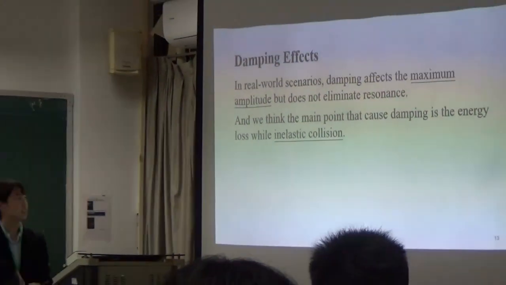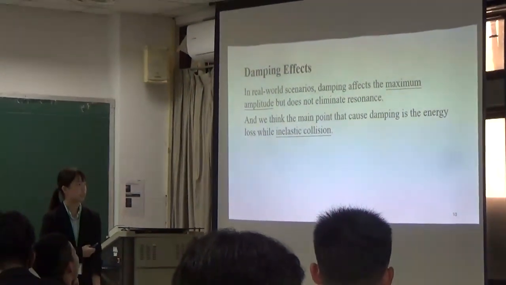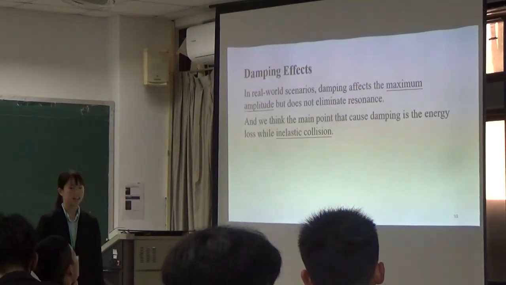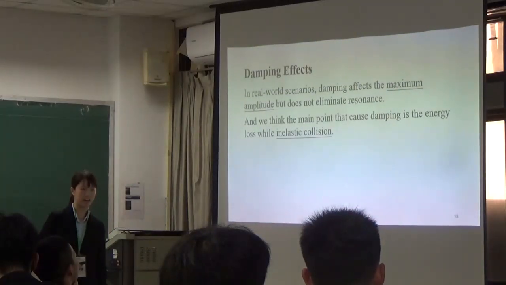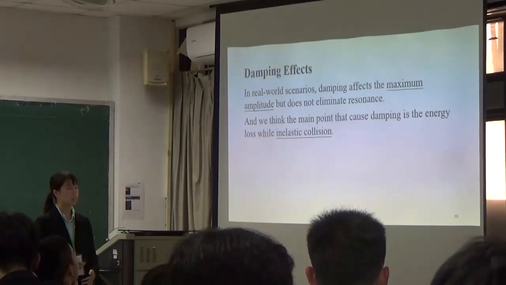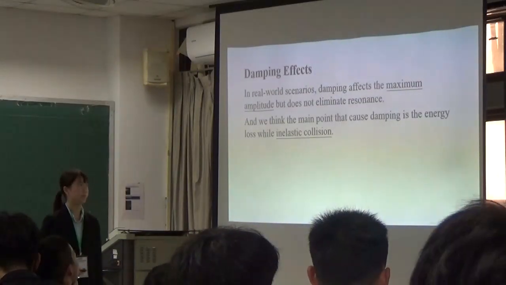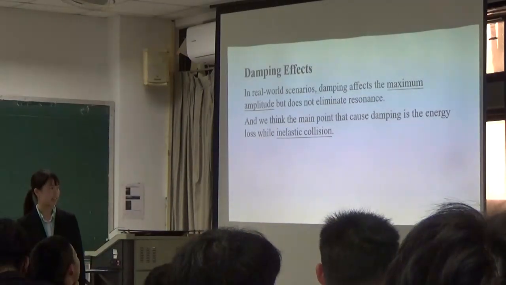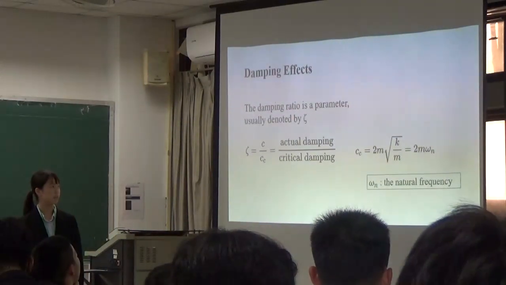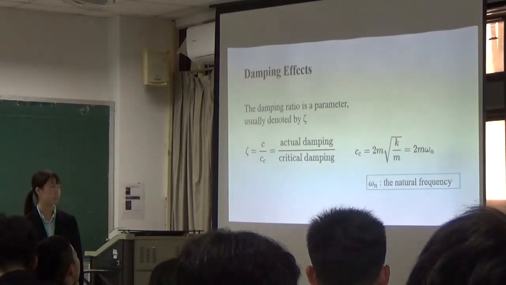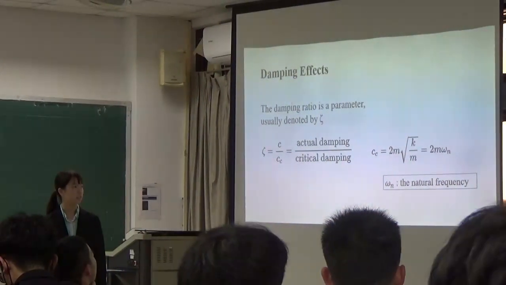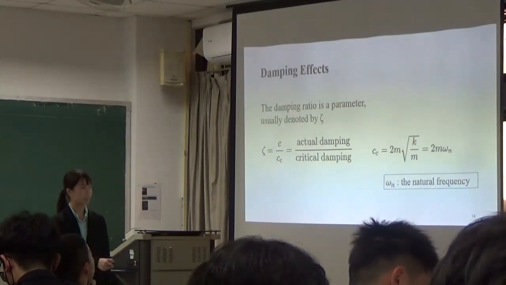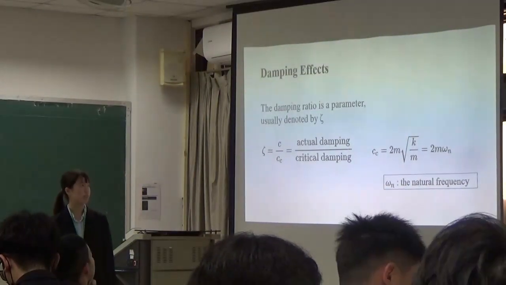And next, we discuss the damping effect in real-world scenarios. Damping affects the maximum amplitude but does not eliminate resonance. In other words, the resonance phenomenon also happens, but the amplitude doesn't increase without limit. It has a maximum value. One of the main causes of damping is the energy loss in inelastic collision. The damping ratio is a parameter usually denoted by zeta. Zeta is actual damping divided by critical damping. And this one is the definition of critical damping.